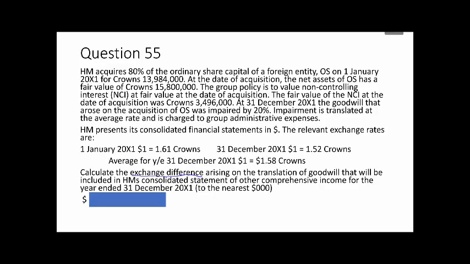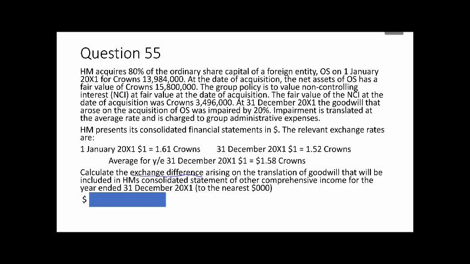So here we're looking at the situation where HM has got 80% of the ordinary share capital of a foreign entity OS. That purchase took place 1st of January 20X1 and the purchase price was in crowns. So it goes ahead and gives us details of the net assets, tells us that they value NCI using fair value and gives us that fair value figure, all of which are quoted in the same currency. It then finishes off by telling us that at December 20X1 the goodwill that arose on acquisition was impaired by 20%, but that impairment is translated at the average rate and charged to group admin expenses.